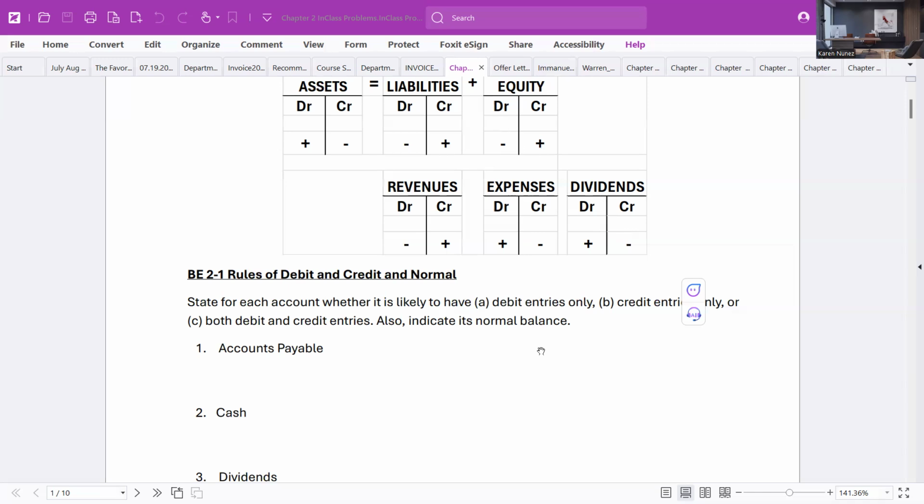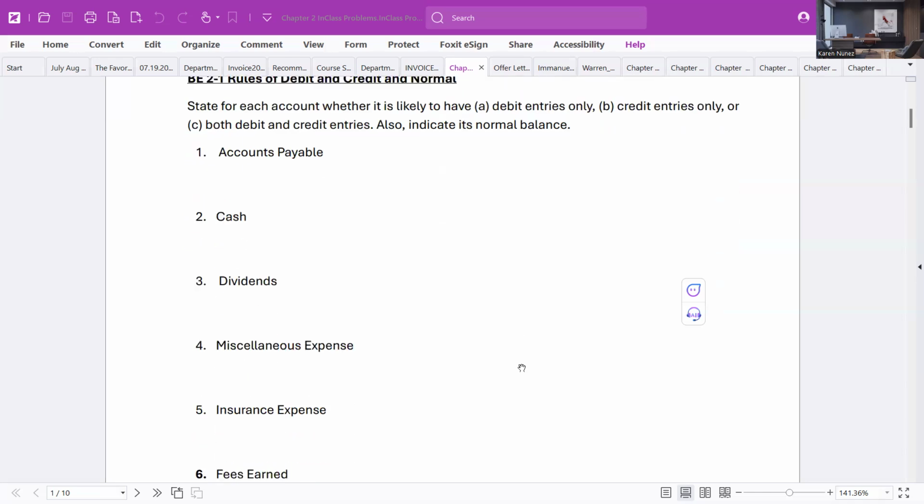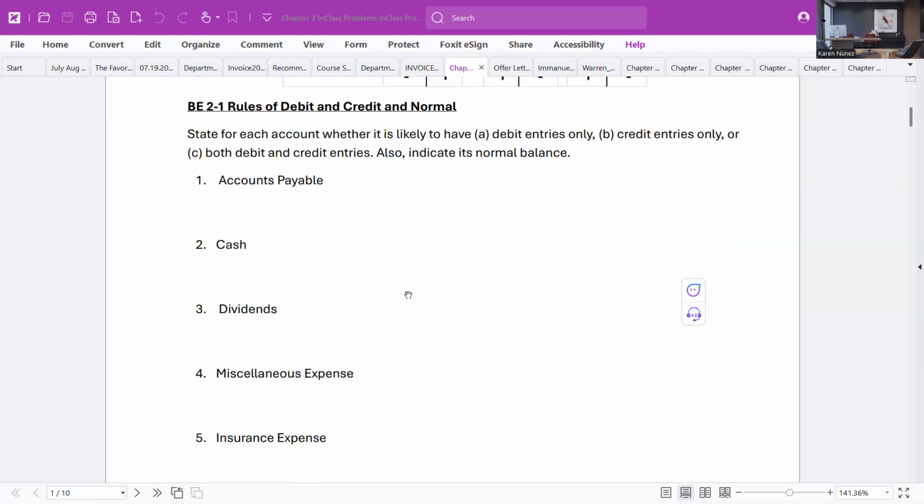So the first exercise that we're going to look at here, BE 2-1. We need to talk about these accounts that were given. And for each account, we need to be able to determine whether the account is more likely to have debit entries only, credit entries only, or both debit and credit entries, and then what's the normal balance.